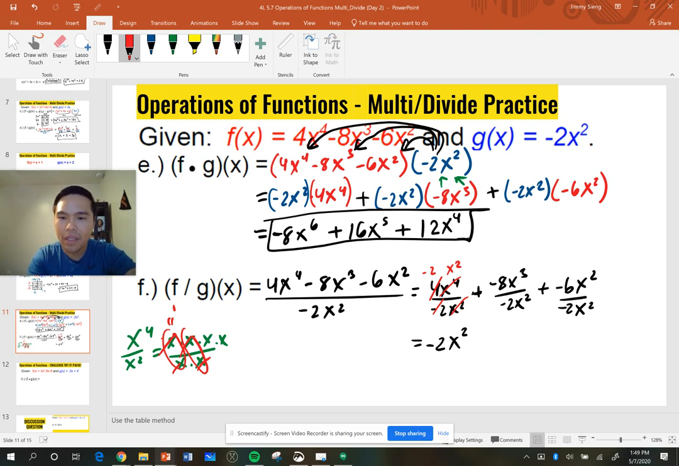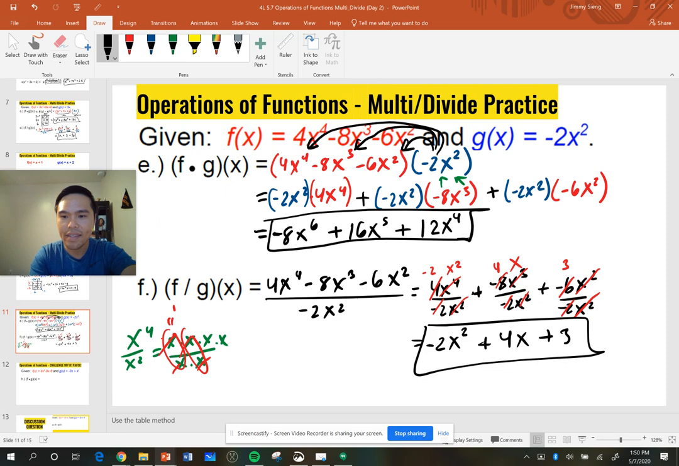Same thing with the second term. We got here negative 8 divided by negative 2. Those two divided together turn to 4. And then we could take out 2 of those 3 x's, and we're just left with x. So we're left with negative 2x squared plus 4x. Same thing here. We got negative 6 divided by negative 2 is positive 3. And then those definitely cancel each other out. So we're left with 3. And that is our answer, fam.